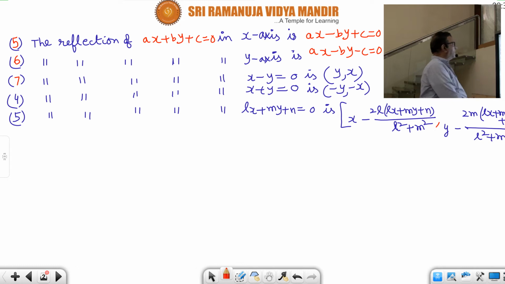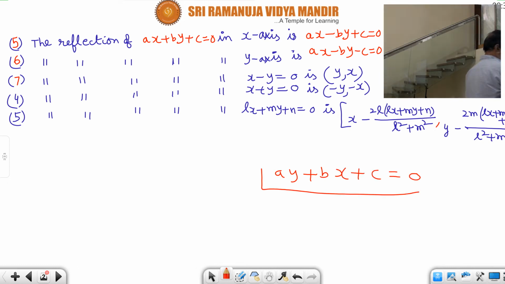The reflection of ax plus by plus c is equal to 0 in x minus y is equal to 0 is ay plus bx plus c is equal to 0. Correct. Very good. This is ay plus bx plus c is equal to 0. Who has read that formula? Sir, Shilpita. Shilpita. Very good. Ay plus bx plus c. But this is correct, okay. But I'll write x first, okay. That is our convention. I will write x first.